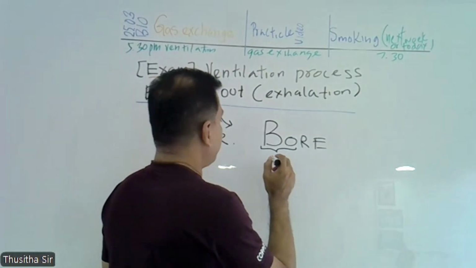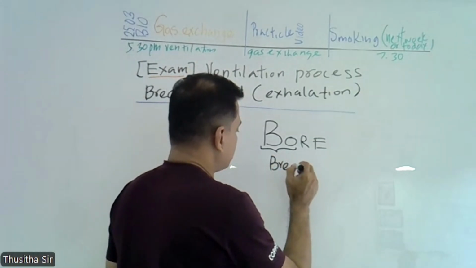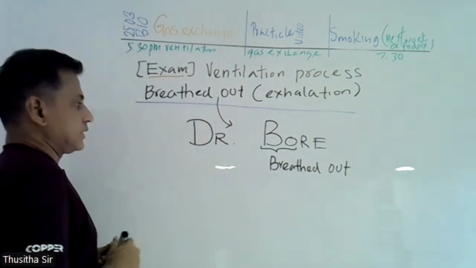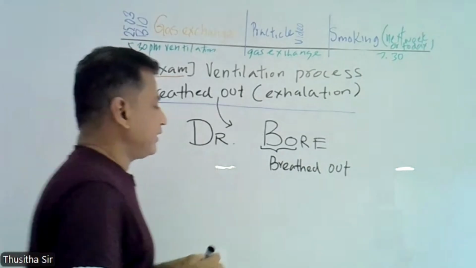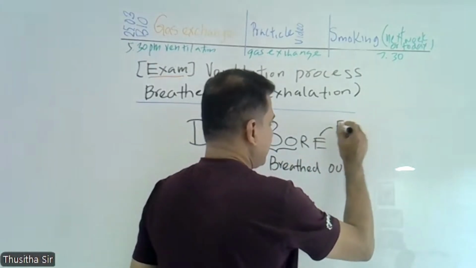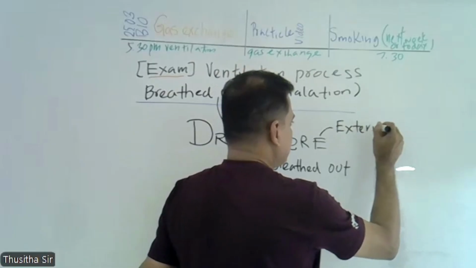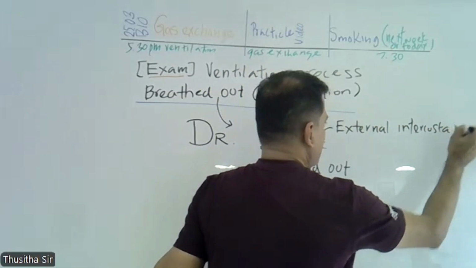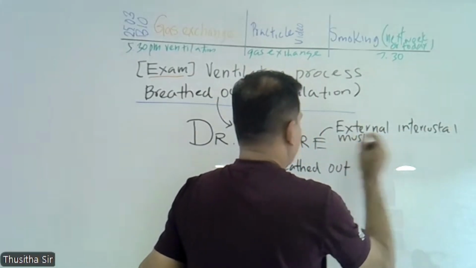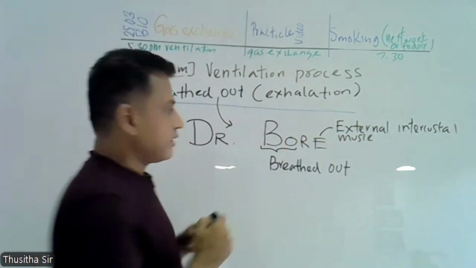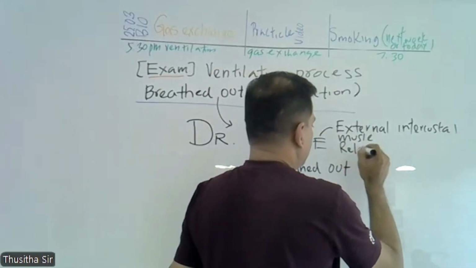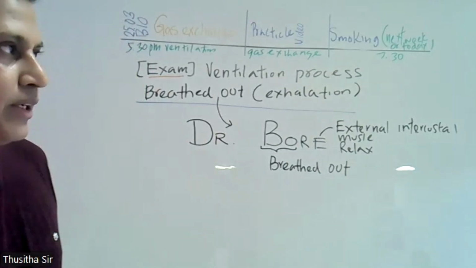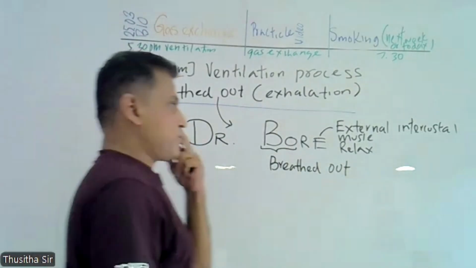So now how we remember this one, these two letters indicate breath out. And this one, E, indicates external intercostal muscle, and R indicates relax.